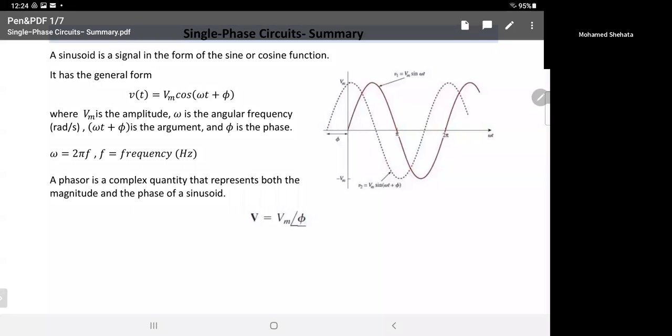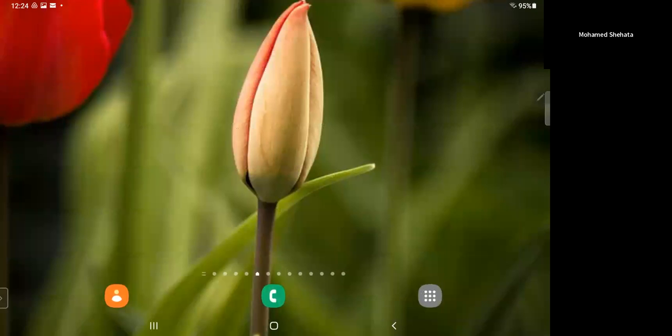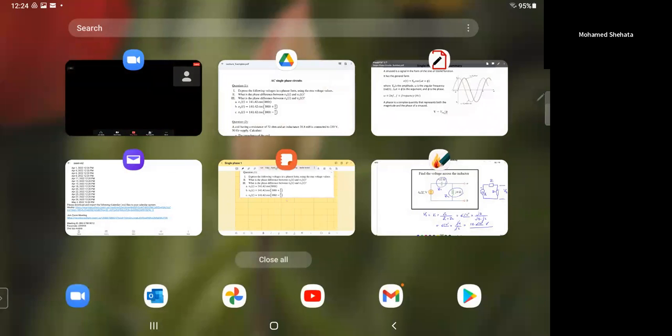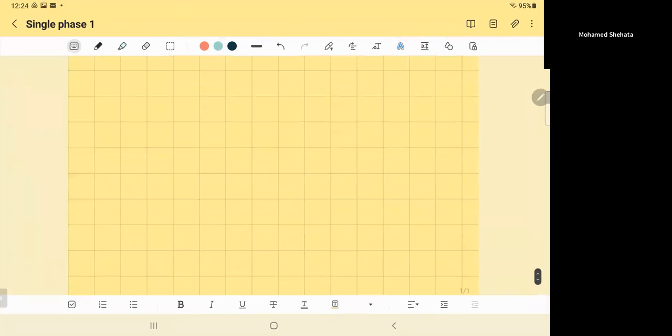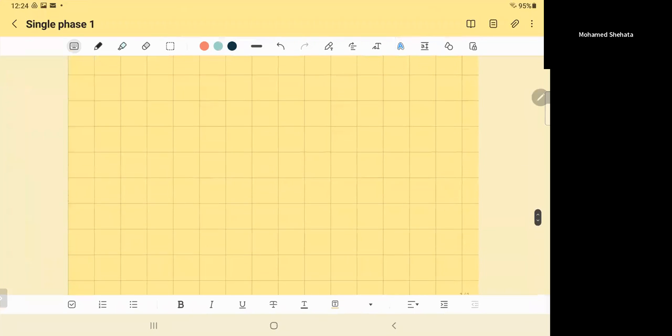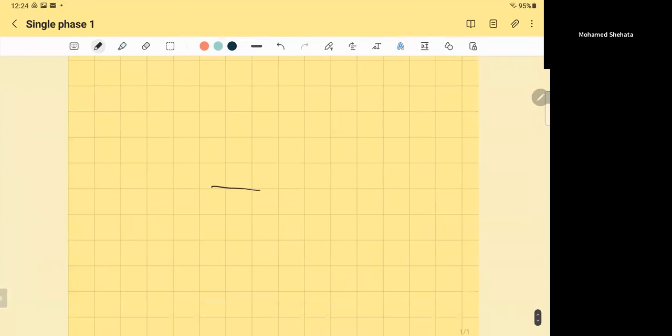If you have an average value, it means that the input voltage has a DC component. If you add a DC component to the sinusoidal, then you get an average. What do I mean by that? If you have something like that, that's pure sine. The average equals 0. It means there is no DC component.